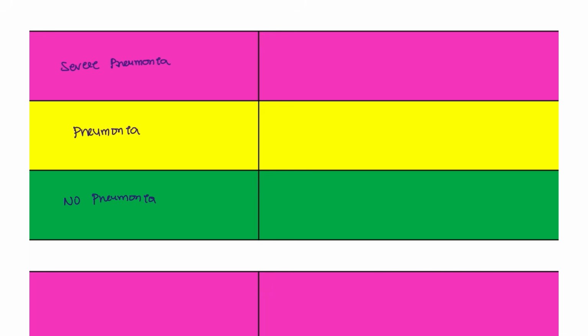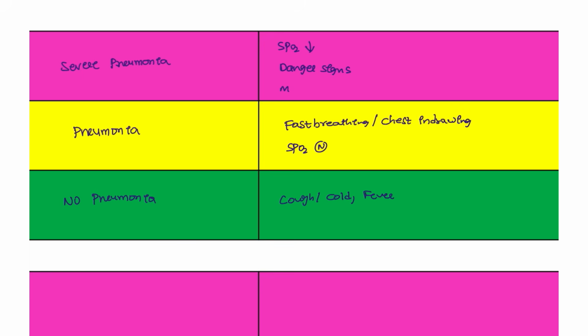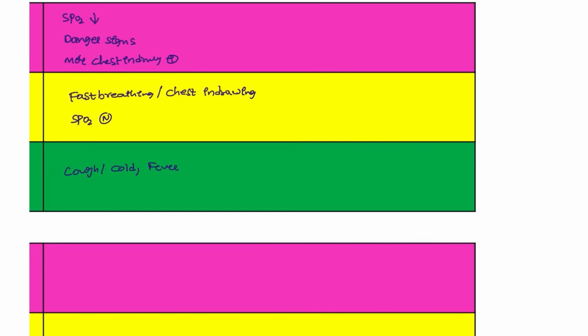Next, how the patients are presented. General cough, right? Cold, fever. These are the symptoms. And in the patients with pneumonia, they will be having fast breathing or chest indrawing, but SpO2 is normal. And here SpO2 is abnormal, plus the patient is having danger signs, and more prominent chest indrawing is seen for this patient, right? How are you going to treat this patient?